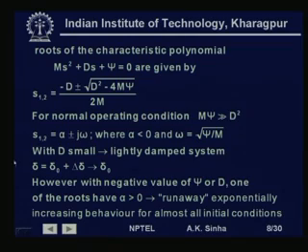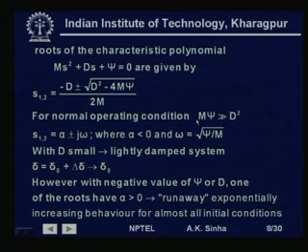So, looking at this, the roots of the characteristic polynomial m s square plus d s plus psi equal to 0 are given by, this is a second order equation. So, there are going to be two roots, and we will get the roots as s1 and s2. This will be equal to minus d plus minus square root of d square minus 4 m psi divided by 2m. This is a quadratic equation, so we know how to find out the roots. So, the two roots are given by this relationship.